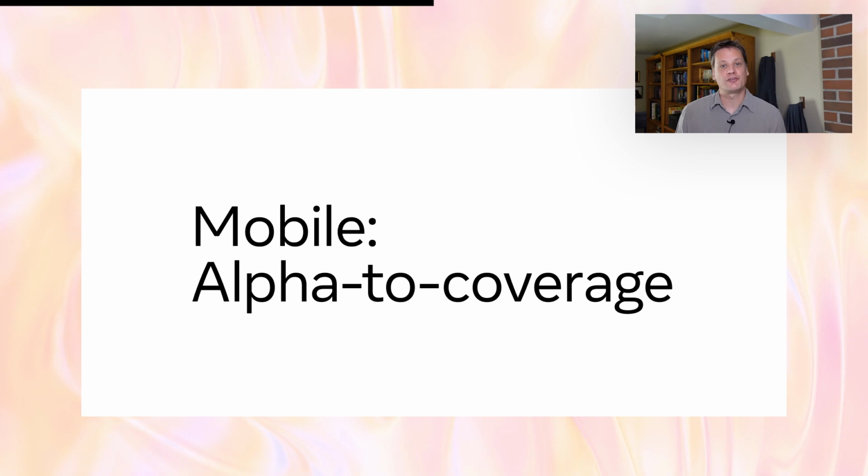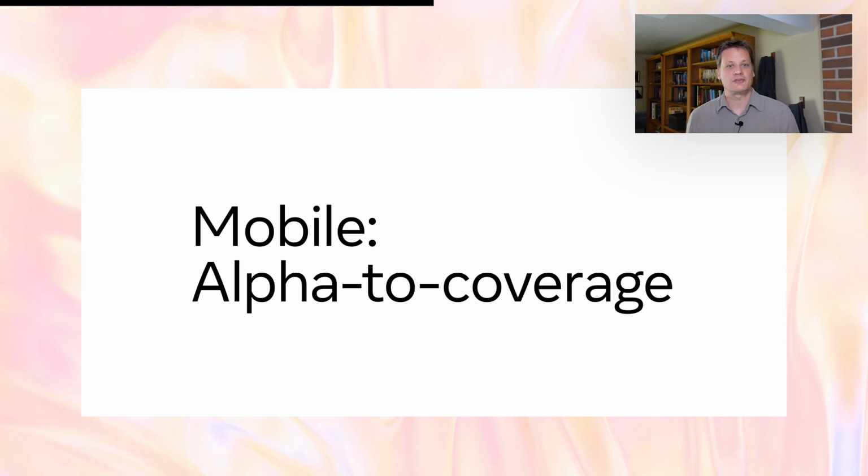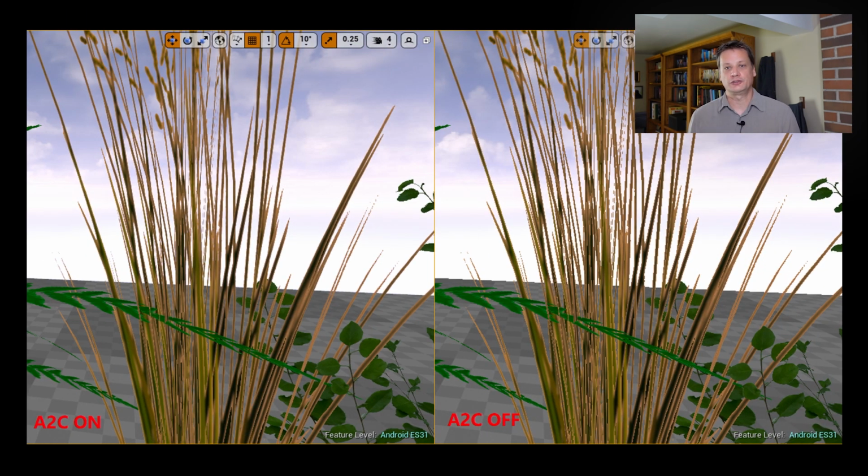Next, the mobile team have added alpha to coverage support for mobile. This will greatly improve the edges of masked primitives on mobile devices. This feature was explicitly added with mobile VR in mind. It is enabled by setting mobile MSAA to a level above 1. 4x is optimal. You choose the material for the tree or grass, make sure it's a masked material, and then enable the use alpha to coverage setting in the mobile category in settings. This feature is experimental for 4.26, so it should only be used with that in mind, that it's not production ready. We of course welcome feedback on this and other features as we continue to refine and improve the engine.